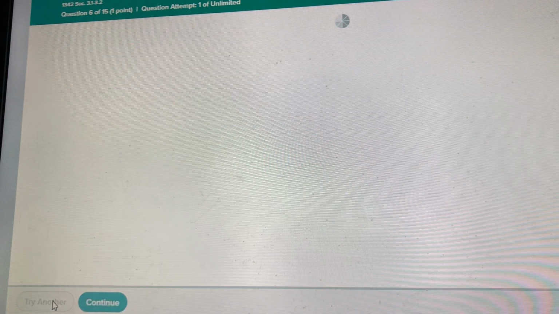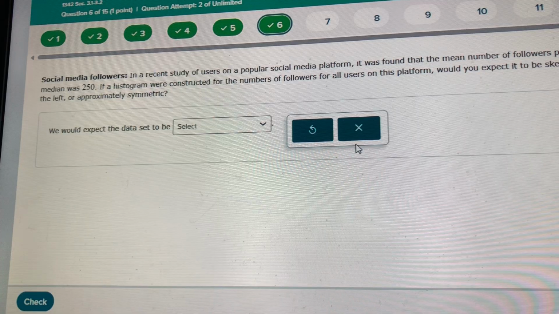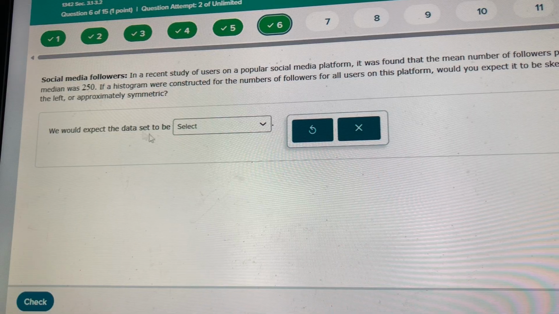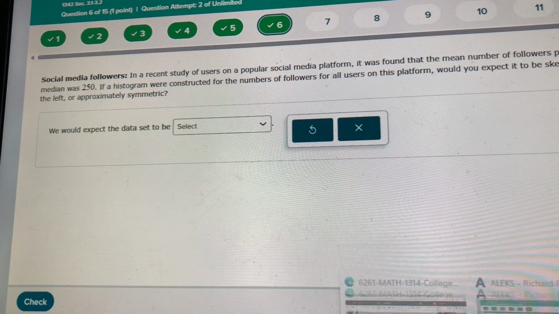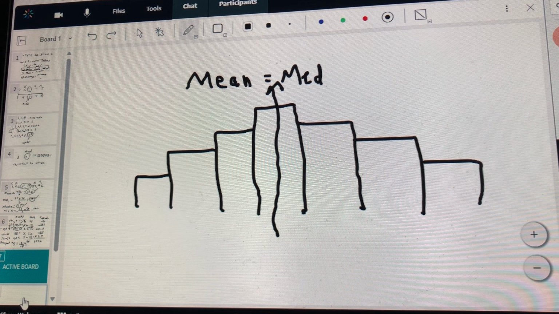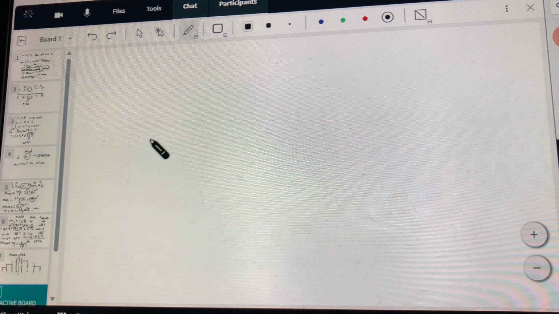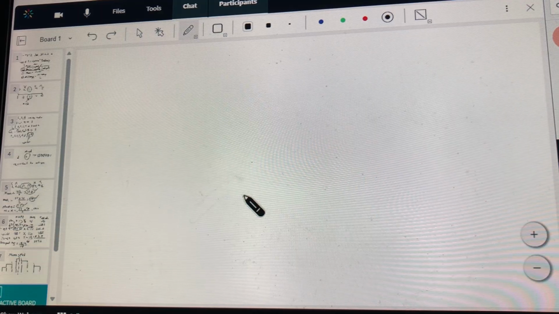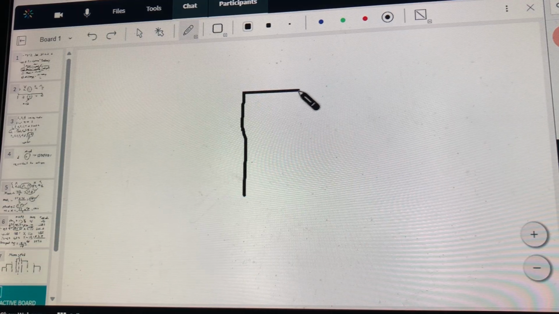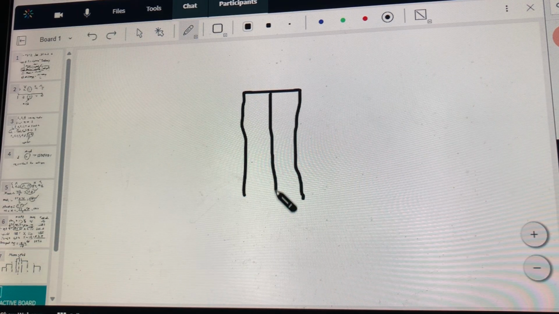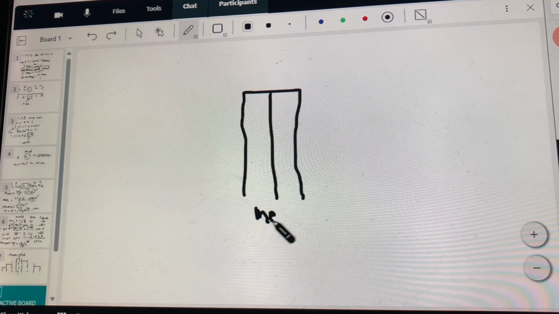If I tried another one, let's see if I can get one where they're different. Yeah, see here, they're a lot different this time. Now one averages 400 and the other one is 250. They're greatly different from each other. So whenever they're different, remember the median is the middle value, so you always put the median in the middle of a histogram. The median's always in the middle no matter what.